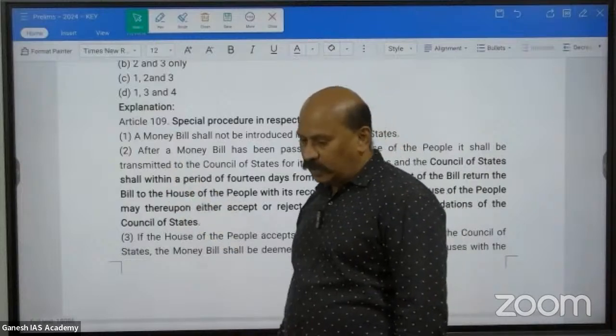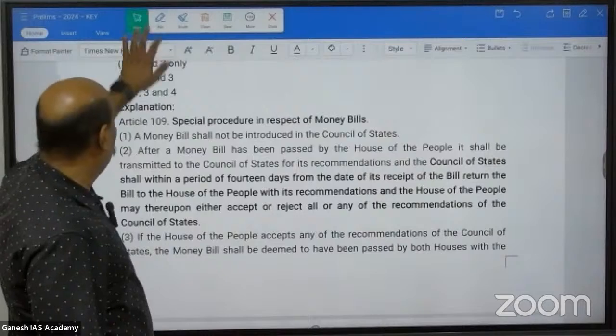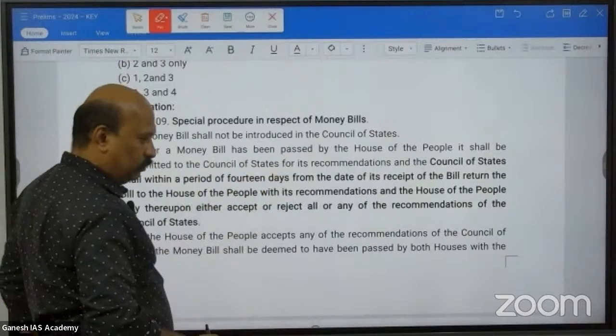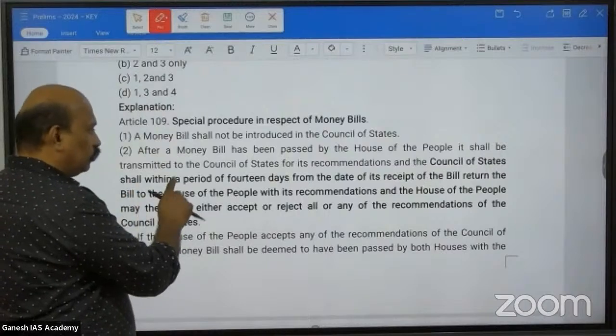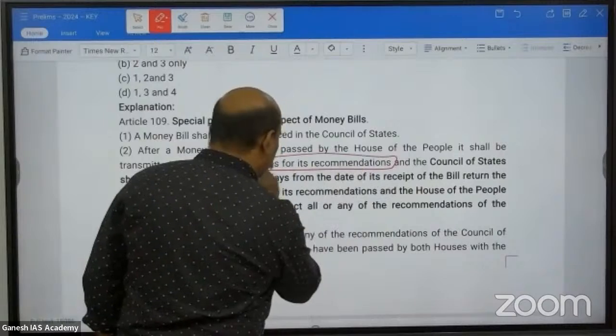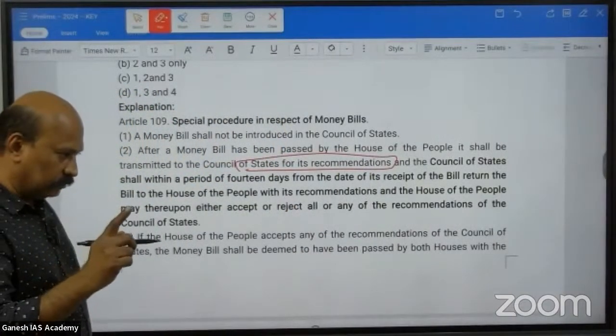Look at clause 2 of Article 109. It reads, after a money bill has been passed by the House of People, it shall be transmitted to the Council of States for its recommendations. That's all, not approval. Clear? Not approval.